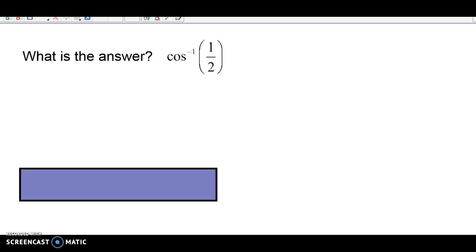So as you'll notice here on this first problem that we have for you, the question is, what is the answer to the inverse cosine of 1/2? Mrs. Bokerman, what do you think?